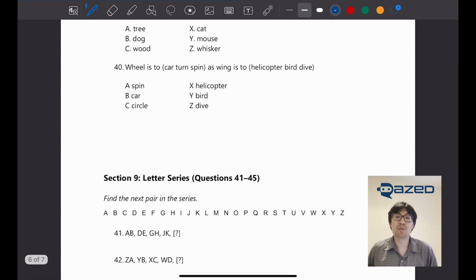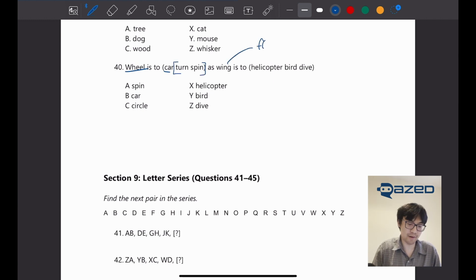Number 40, wheel is to car, turn, spin, as wing is to helicopter, bird, dive. So there's a component, a wheel is a component of a car, a wheel spins and turns, so that's the motion. So here, if the answer were to be either turn or spin, I would expect something like flap as the option. Unfortunately, that is not, so it probably is the component of a car.